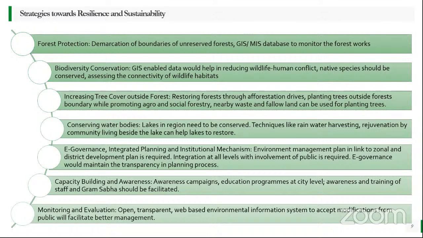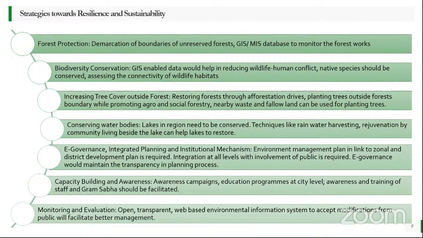The development of highways has affected wildlife habitats, and that can be reduced by GIS-enabled data and assessing the connectivity of these wildlife habitats. Then tree cover outside the forest: the afforestation drives which have been proposed can restore the forest, but that should be outside the forest area, so that social forestry and agroforestry are also promoted and forests are also reserved. Then conserving water bodies through involvement of the community by rainwater harvesting, which are already destroyed in the Delhi NCR.